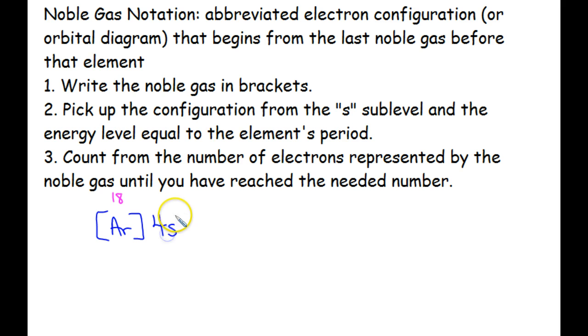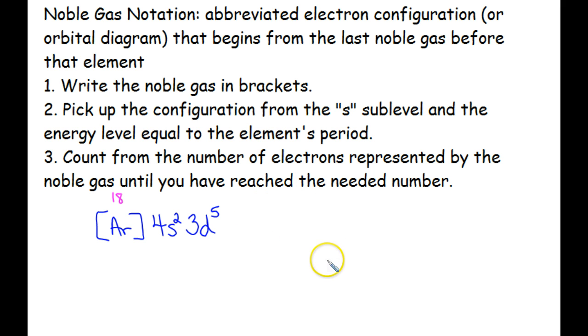So 4s2, because s can hold 2, that gives us 20 electrons. The next one is 3d, and we need 5 more electrons, so it's 3d5. So that is the abbreviated noble gas notation for manganese. You can also do this with the orbital diagram. Same thing, you would put your last noble gas in brackets and then only draw boxes for the remainder part.